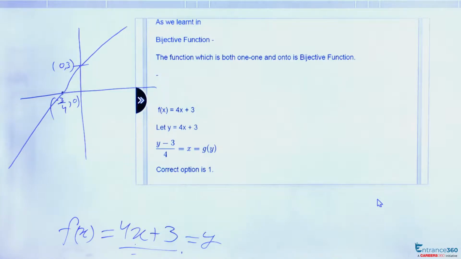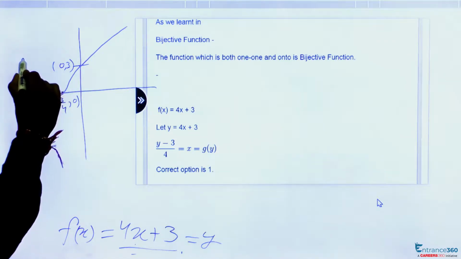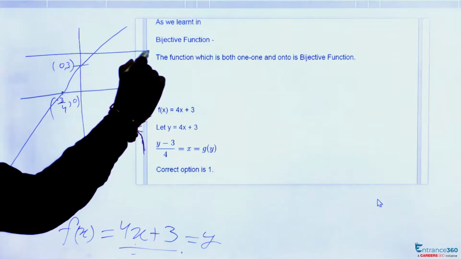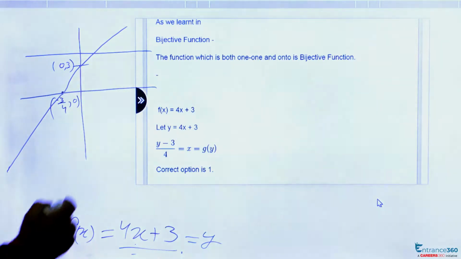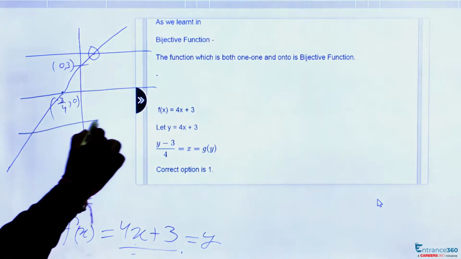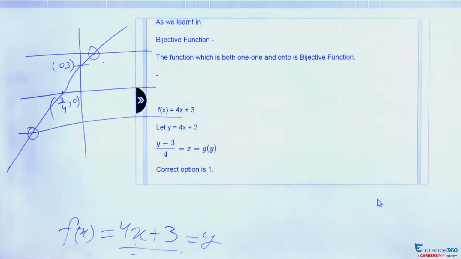Now what is the condition for a function to be 1-1? You can check it other ways also, but we have a simple way. After plotting the graph of the function which we have to check for 1-1, we draw a horizontal line parallel to the x-axis, and it should cut the function at only one point. So this line is cutting the function at only one point. If I draw another line here parallel to the x-axis, it will also cut the function at only one point. So this function is 1-1.